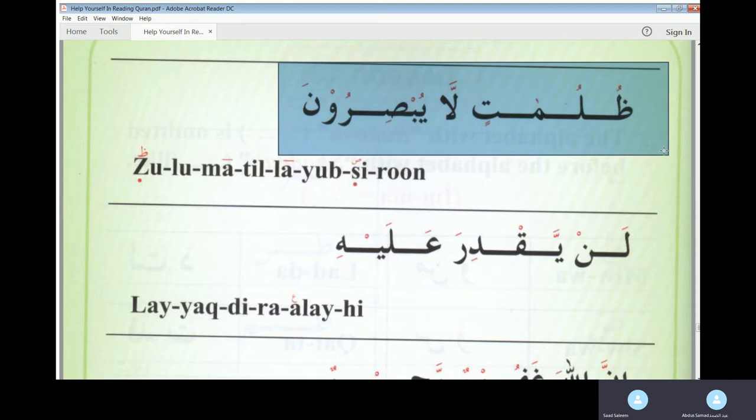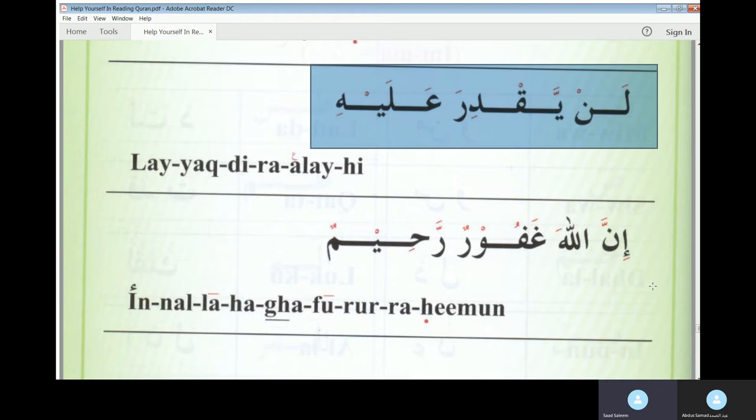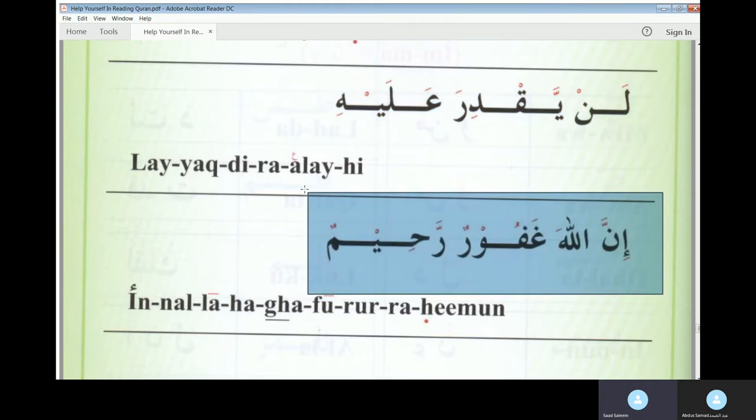Zulumatin la yubsiruna. Okay. Zulumatil la yubsiruna. ظُلُمَاتِ لَا يُصِرُونَ لَنْ يَكْبِرَ عَلَيْهِ. Okay. إِنَّ اللَّهَ غَفُورٌ رَّحِيمٌ.